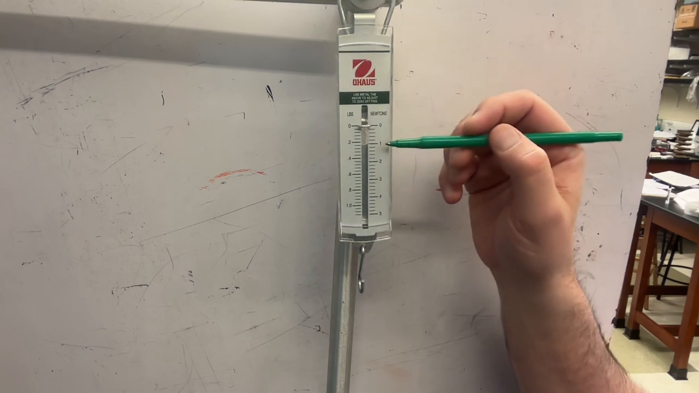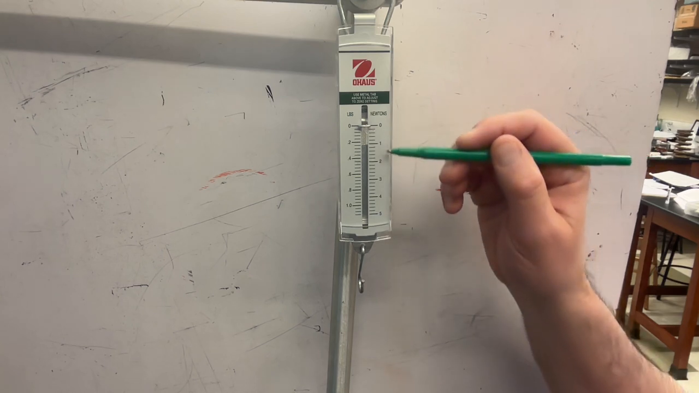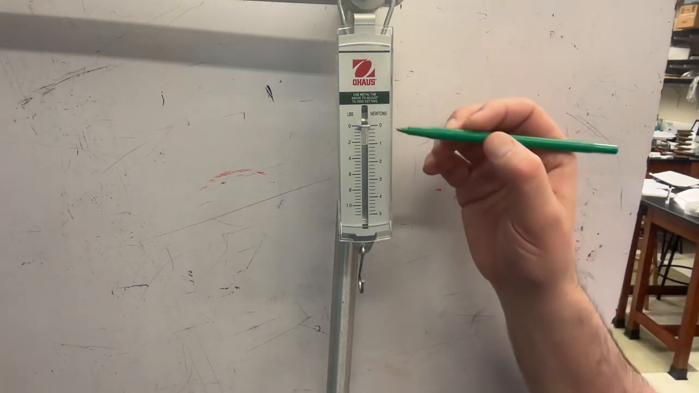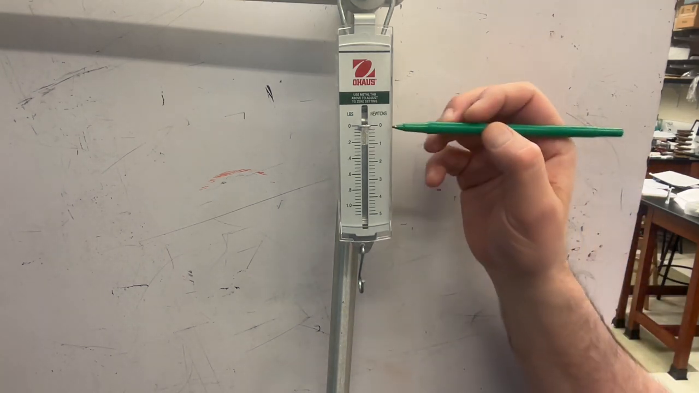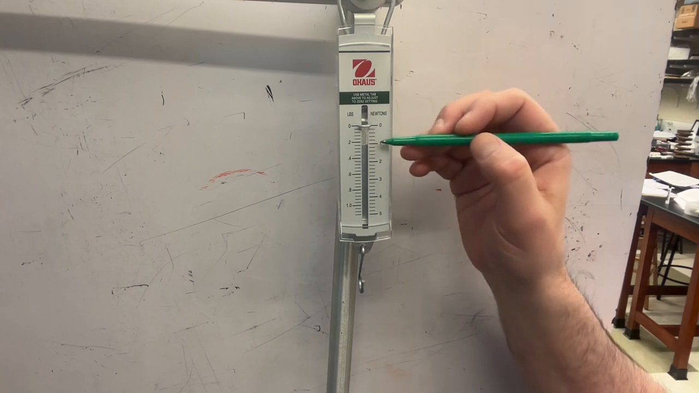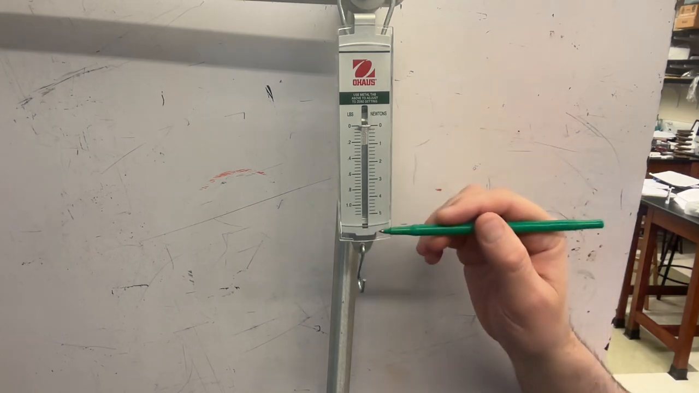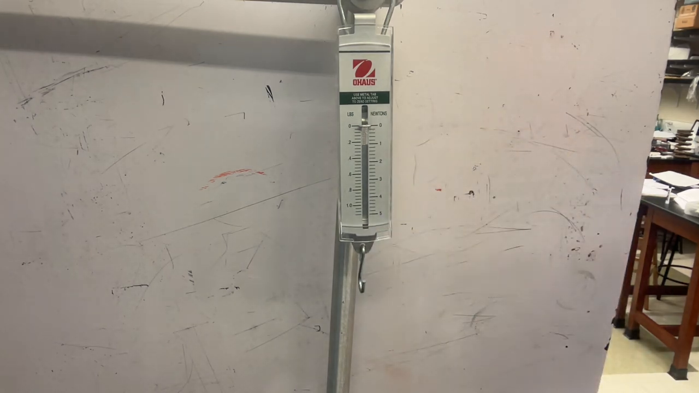From 0 to 1 newtons, there's 5 increments there. So we have to figure out what each one of those small increments is worth. Well, 1 divided by 5 is equal to 0.2, so let's see if this works. 0, 0.2, 0.4, 0.6, 0.8, 1.0 newtons. So each one of the small increments on this side is worth 0.2 newtons.